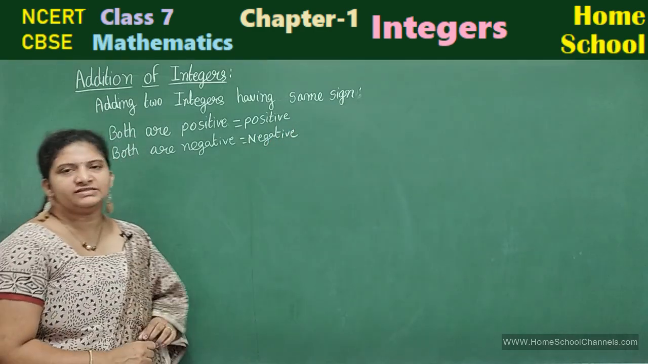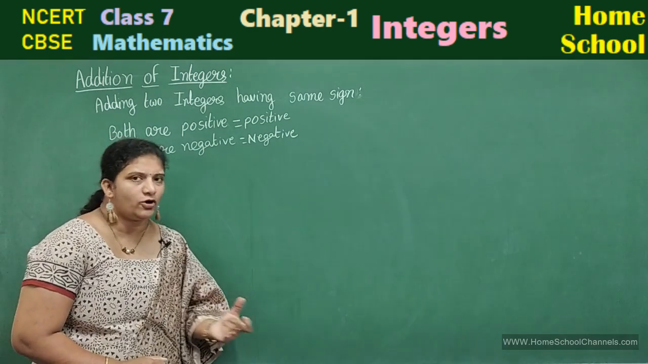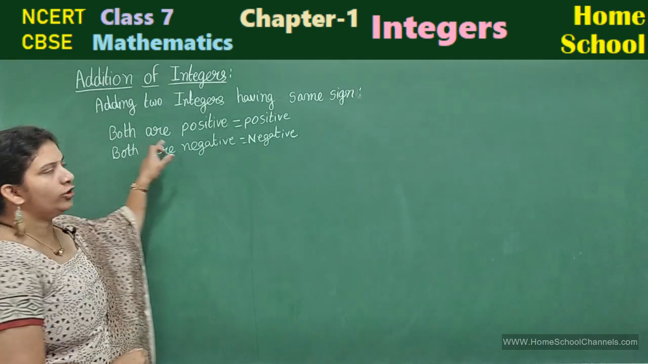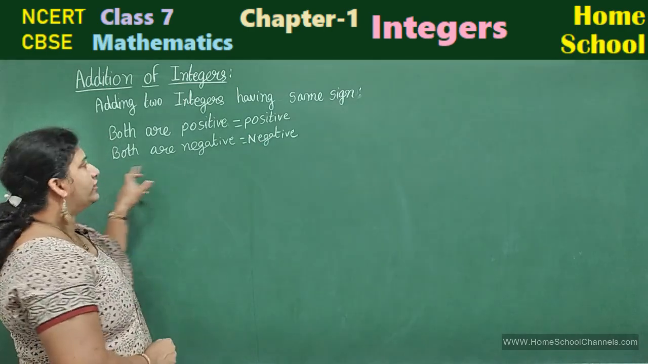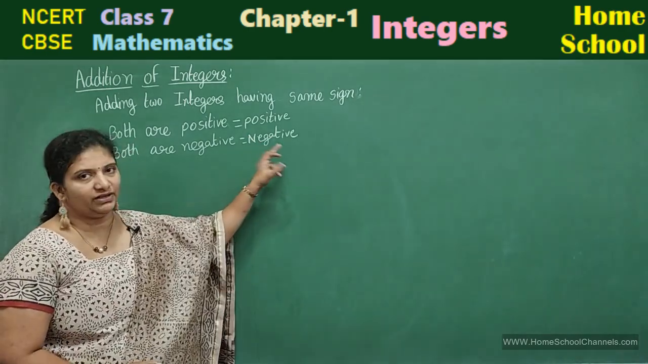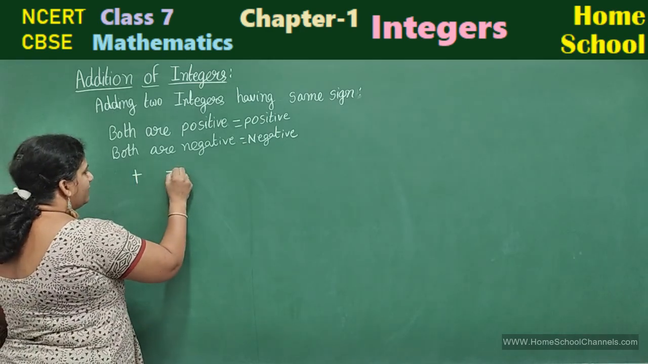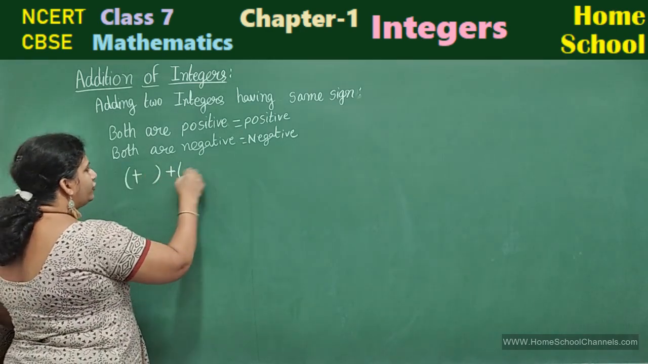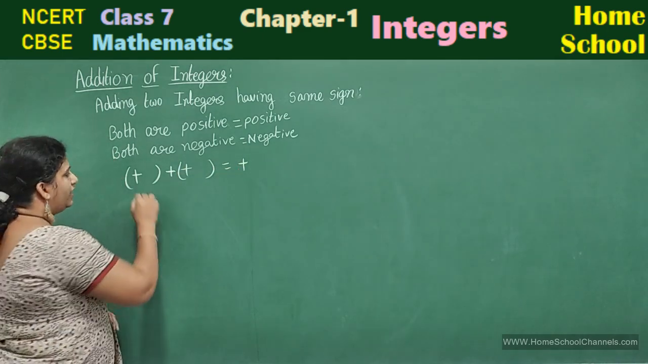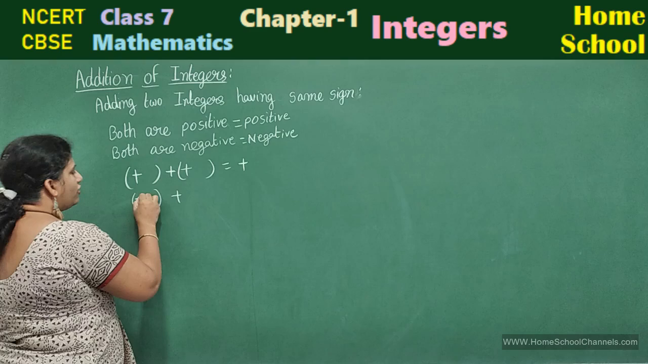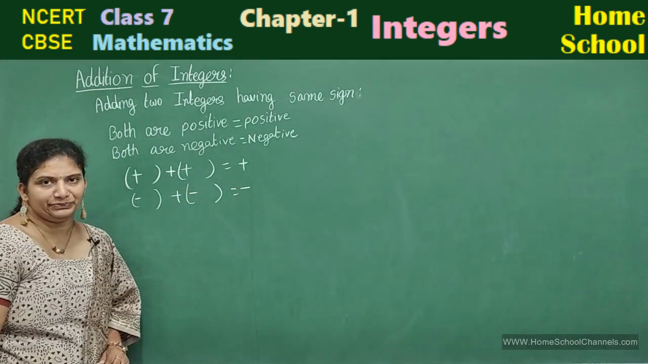Adding two integers having the same sign. Suppose the two signs are positive. Look here, if both are positive, if you add, the result will be positive. If both are negative and if you add, it will be negative. This I can write as: addition of two positive integers, the result will be positive. And addition of two negative integers will be negative.